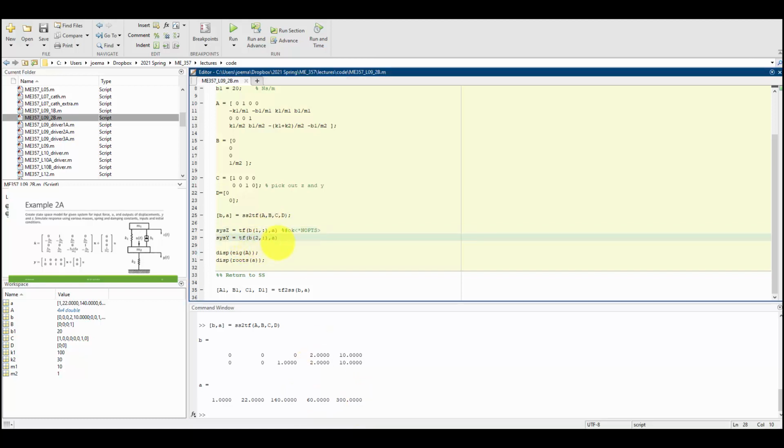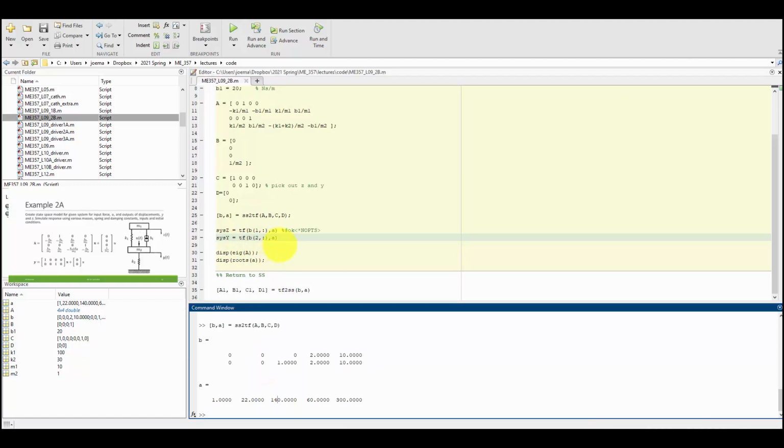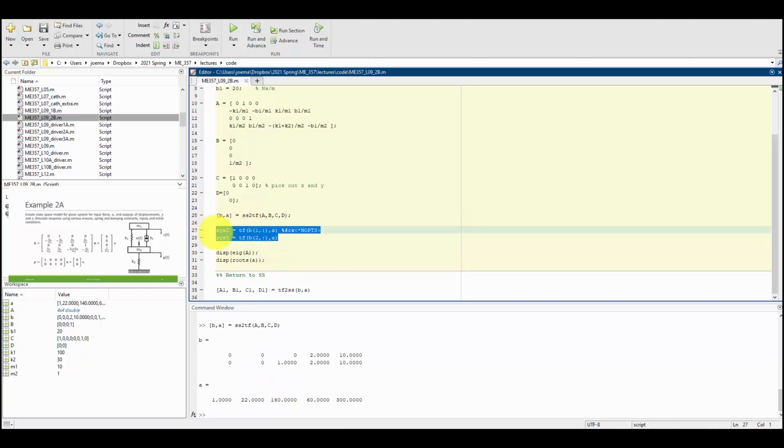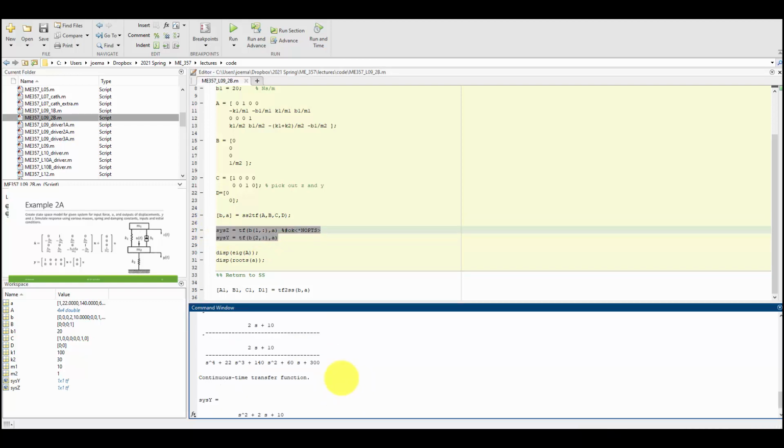Then my second transfer function, y over u, which I'm calling sys Y, is using the second row of B. So the second row of B, and again, that same denominator. So let's see what those look like. Now, this is less obvious if it's right or not, because it's not just that simple spring mass damper like we saw in the previous example, but we can just do some checking here.